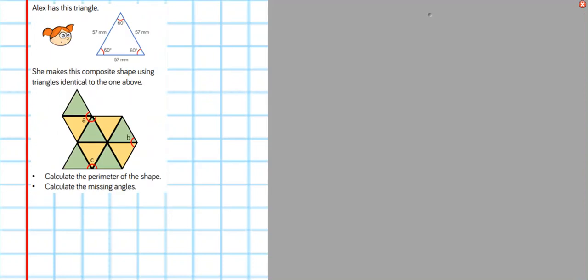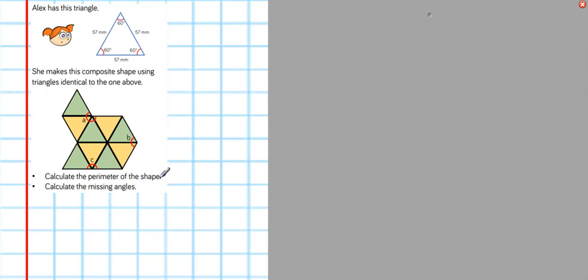Have a go at this one. So Alex has this triangle. Okay, so the lengths of this triangle are all 57 millimeters, and the degrees of this triangle are all 60 degrees. So she makes this shape using triangles identical to this one. Okay, so this shape is made out of these triangles. Calculate the perimeter of the shape and calculate the missing angles.